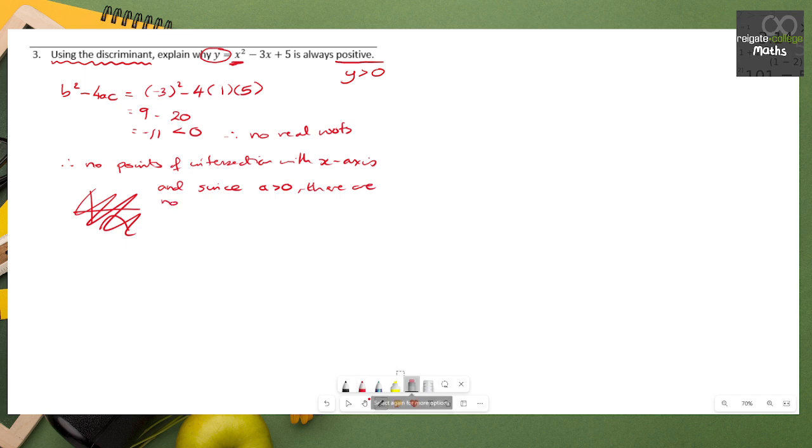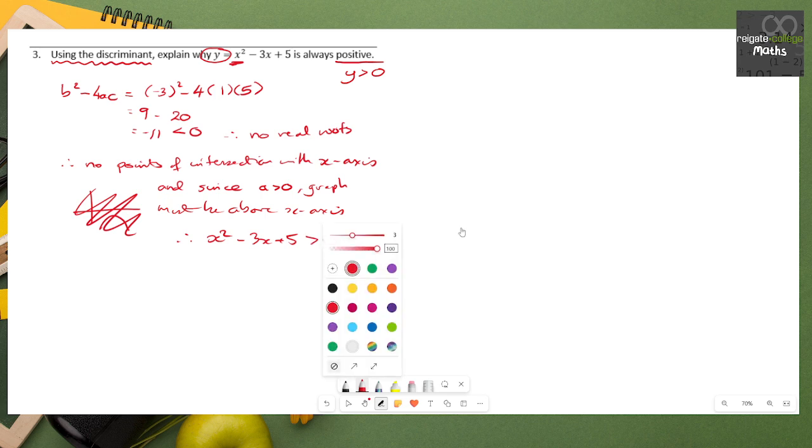So let's write that in a slightly different way. And since a is greater than 0, the graph must be above the x-axis, therefore x squared minus 3x plus 5 is always positive. The reason I don't like this is this last part here, this written bit, is quite clunky.